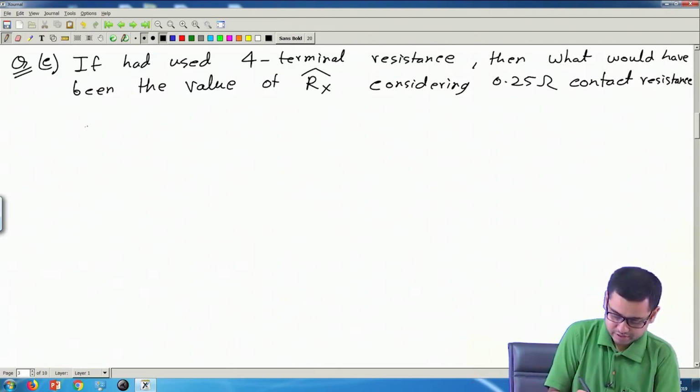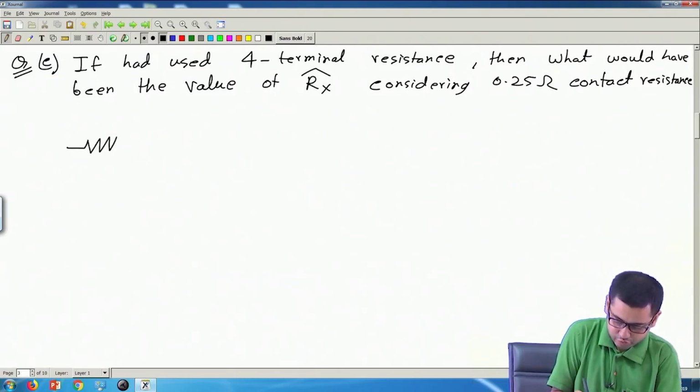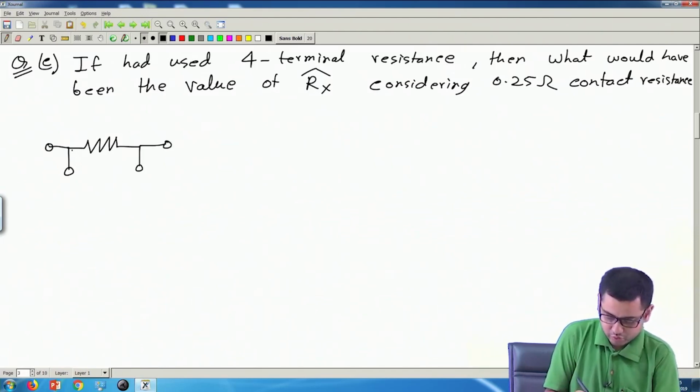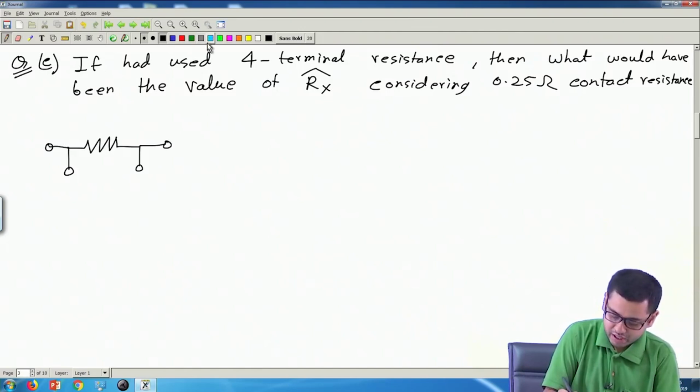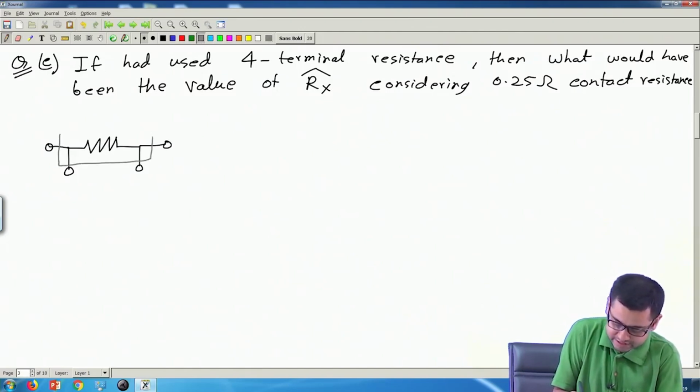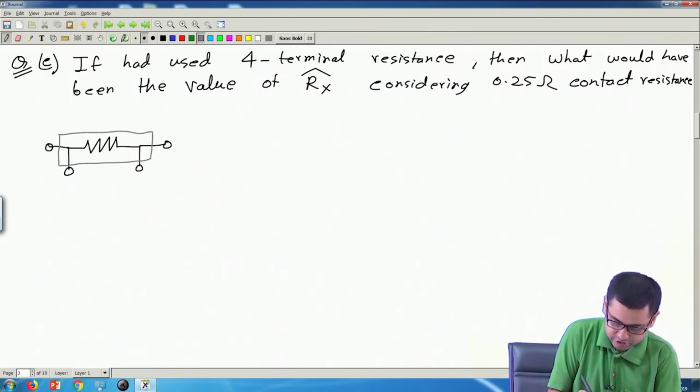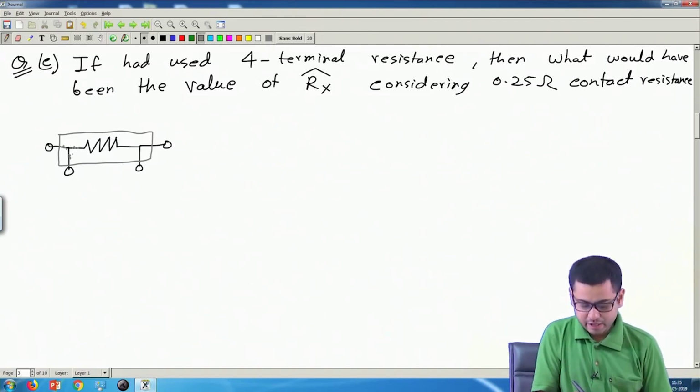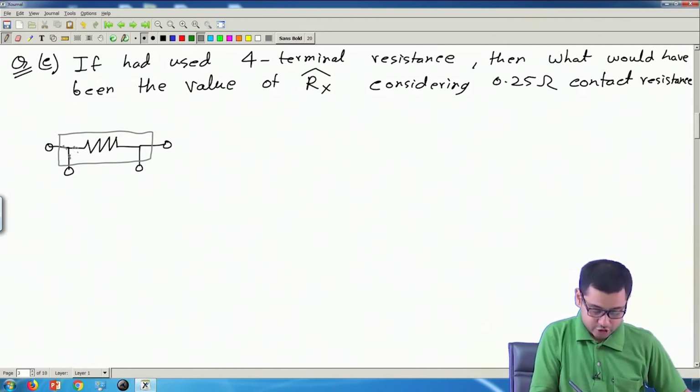Okay, so now we are doing the same experiment with a 4 terminal resistance. So we will have 4 terminals like this. Note that this is also a junction, but this junction is a permanent junction. In case of a 4 terminal resistance, this junction is a permanent junction inside the box, and therefore whatever resistance this junction contributes here, similarly here, that's a fixed value, that's not going to change. That's why that is not the problem. That's an important thing to understand.